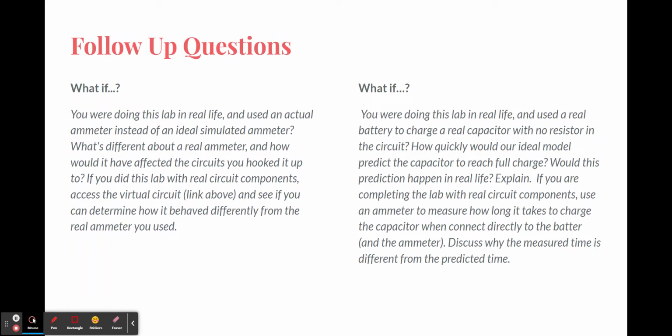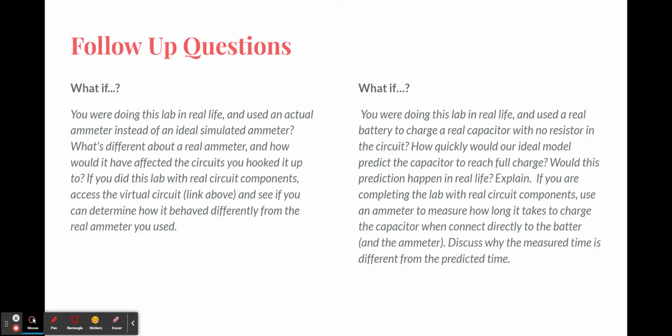What if you were doing this lab in real life and used an actual ammeter instead of an ideal simulated ammeter? Well, if done in real life, the ammeter would have resistance and/or be worn down due to typical wear and tear. Thus, the current would either be increased or decreased depending on how worn it was.